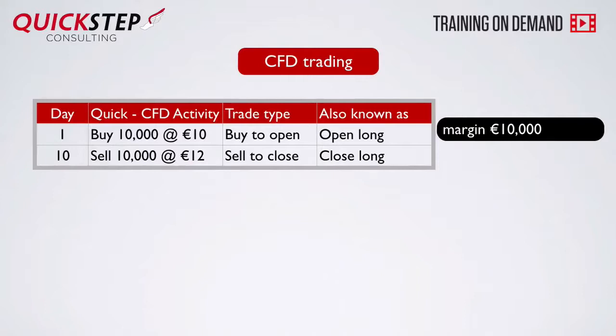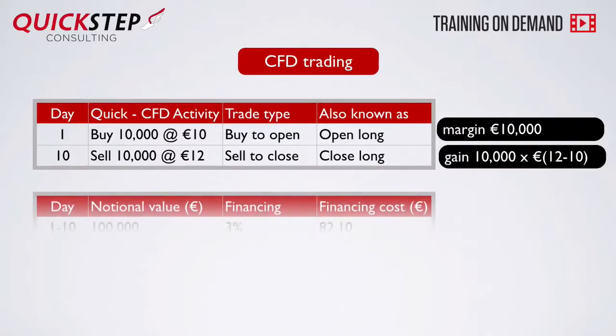10 days later, the investment manager decides to close the position. Quick has increased significantly in the meantime. The share is trading at €12 and the fund closes the CFD position at €12. So the fund realises a gain of €20,000.